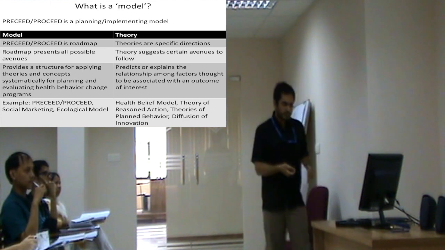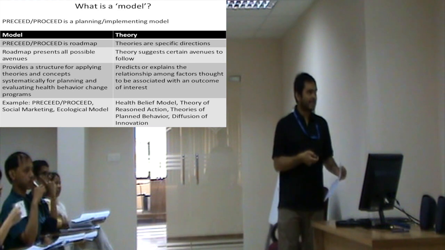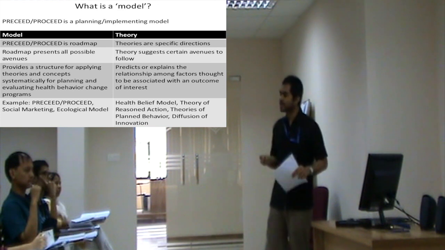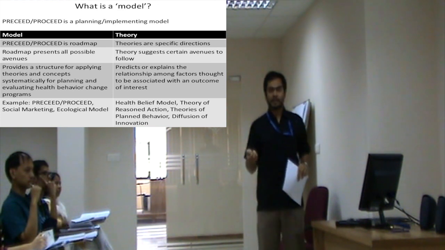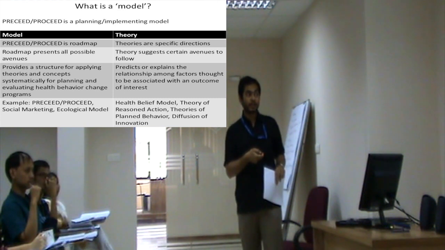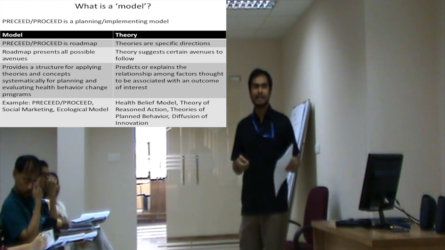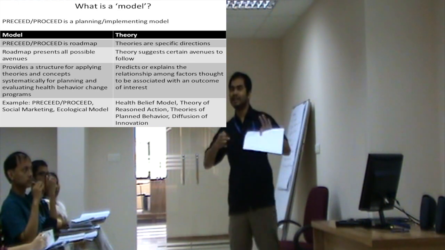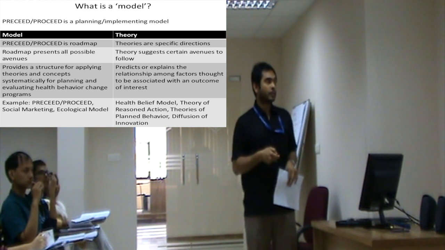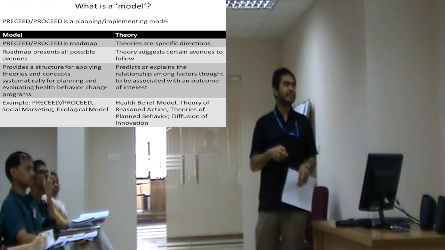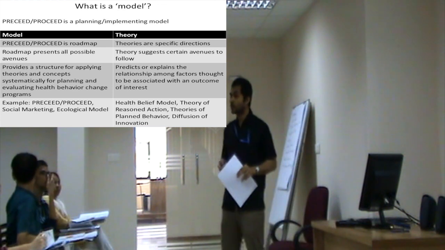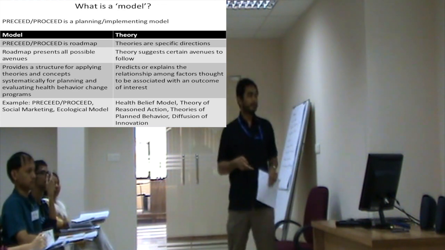Very good example. Now examples of models can be PRECEDE-PROCEED, social marketing, the ecological model. I'm sure you have already been introduced to some of these. Though it's called the health belief model, it's not a model, it's just a name. They called it a model because when it was introduced, models and theories were not really distinguished at that time. So the health belief model, theory of reasoned action, theory of planned behavior, diffusion of innovations, and numerous other theories too. So these are the theories and these are the models.